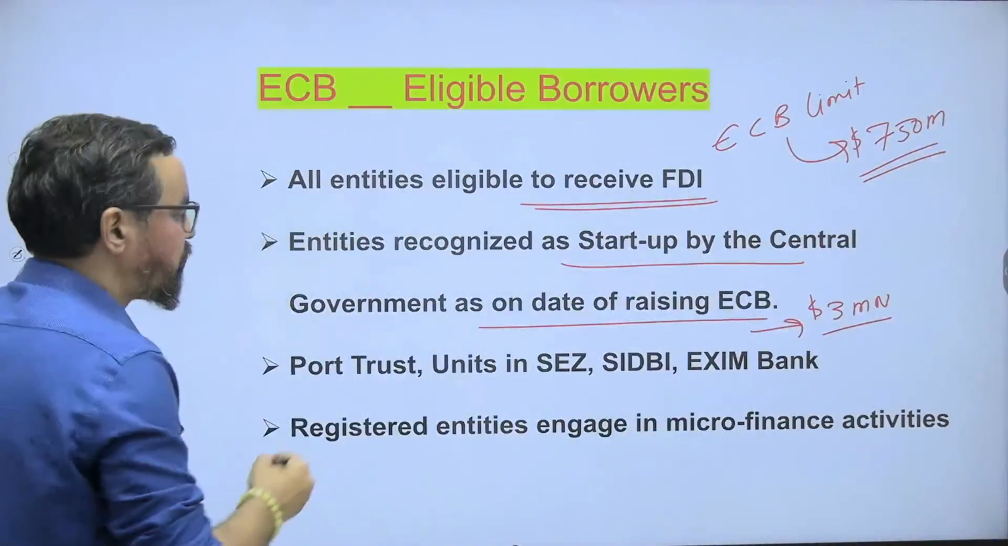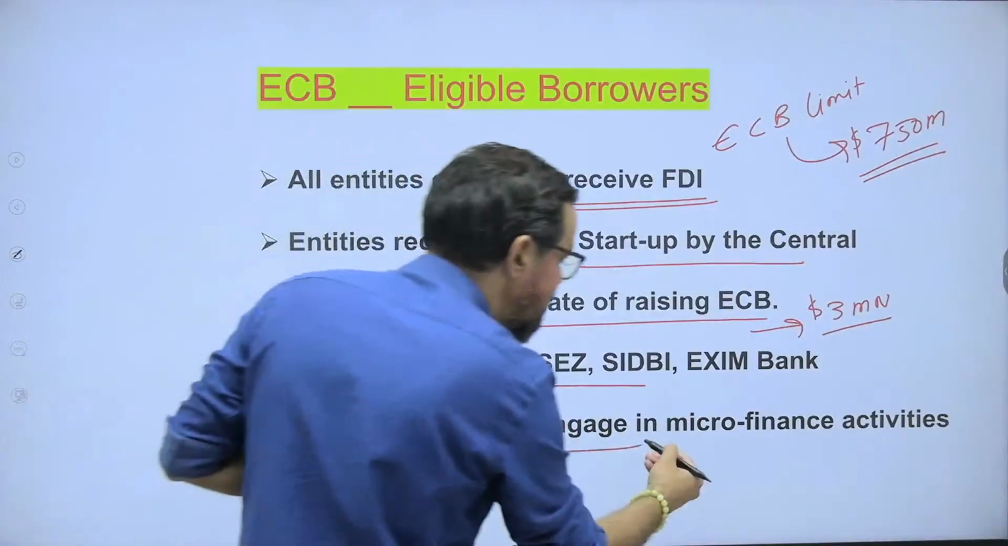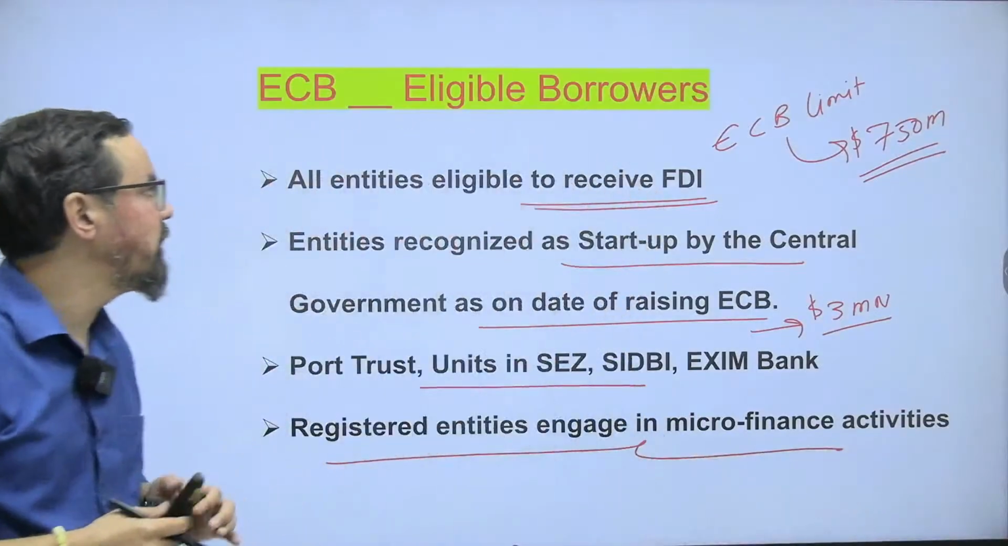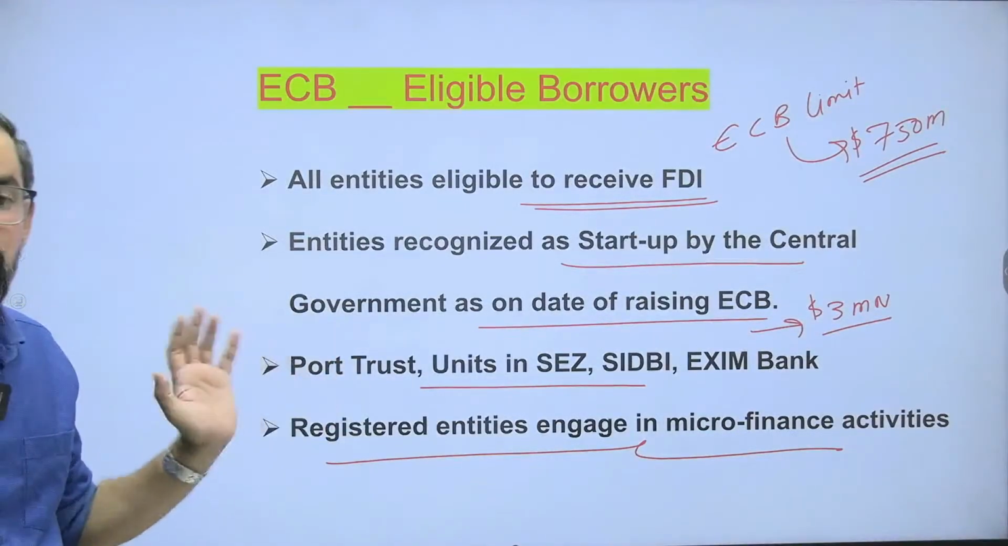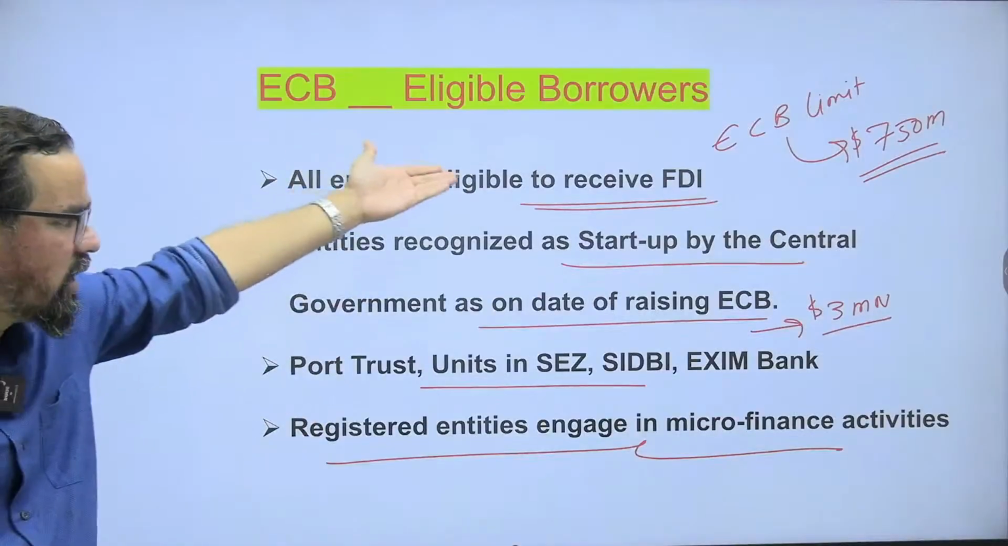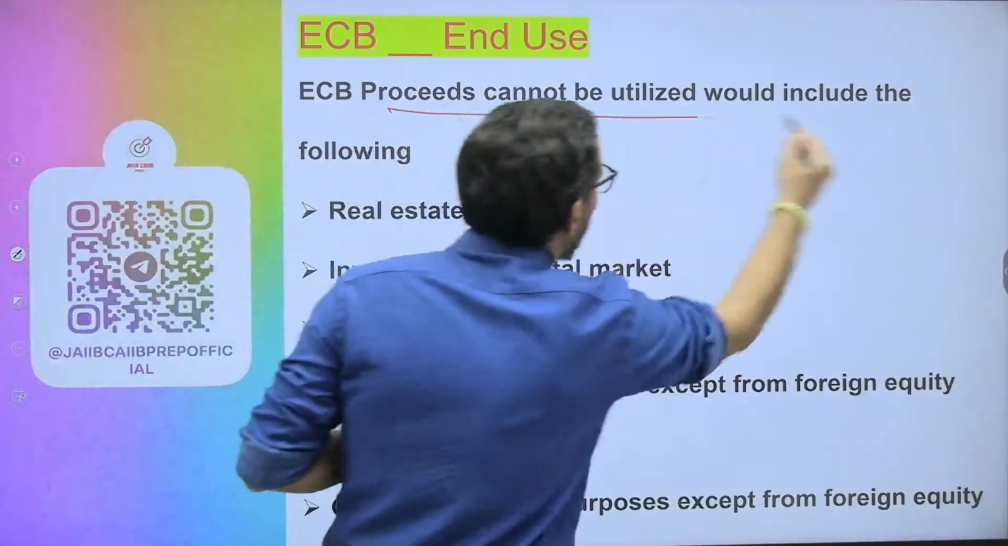Port Trust, unit of SEZ, registered entities engaged in microfinance activities and all. So these are the eligible borrowers who can raise funds through the ECB. Most of them generally come under this particular one. ECB proceeds cannot be utilized.